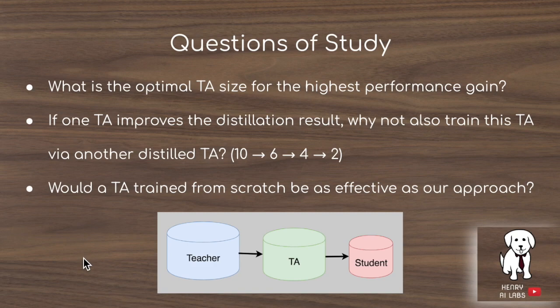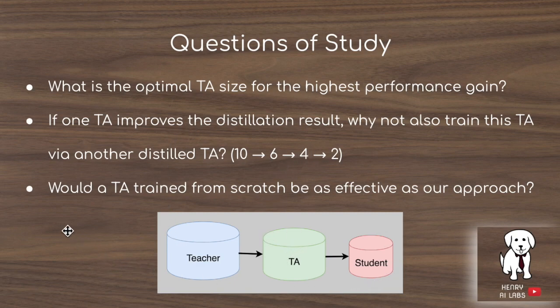Some of the key questions of this research paper is, what is the optimal TA size for the highest performance gain? So say you have a 10-layer convolutional network as the teacher and a 2-layer for the student. How many layers should the TA have? Should it have 4, 6, or 8? The second question is, if one TA improves the distillation result, why not also train this TA with another distilled TA? So say going from a 10-layer teacher to a 6-layer TA to a 4-layer TA down to the 2-layer student.